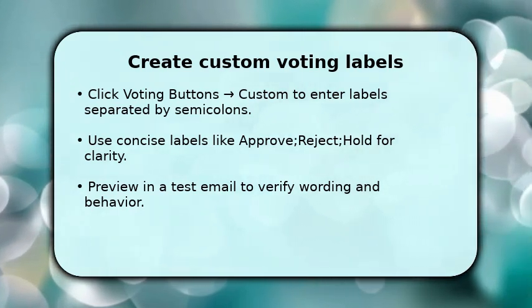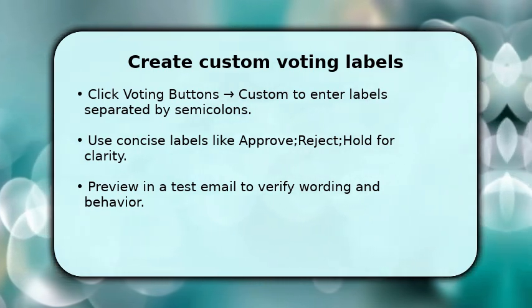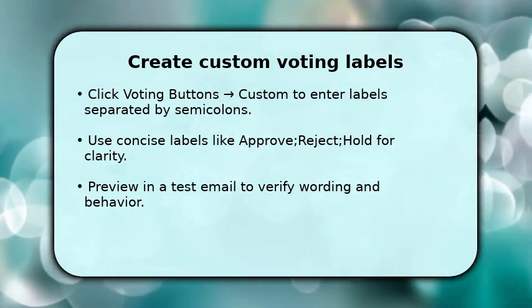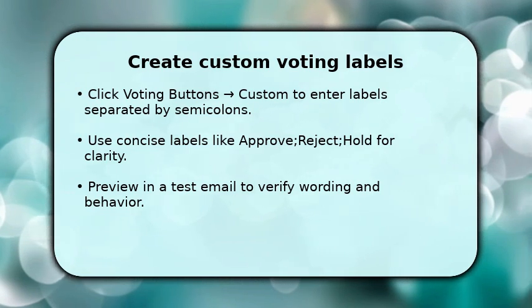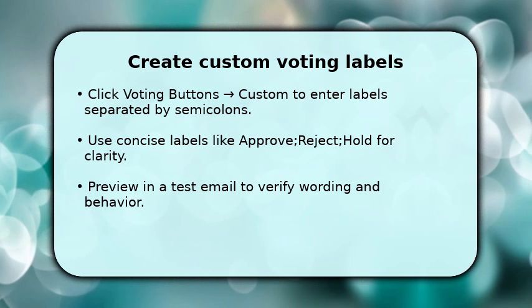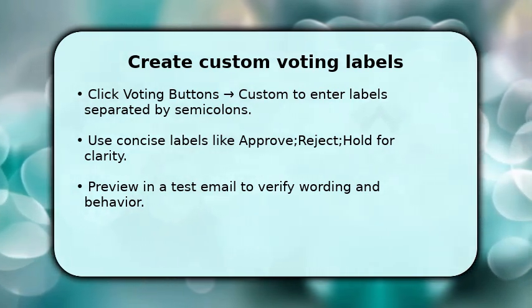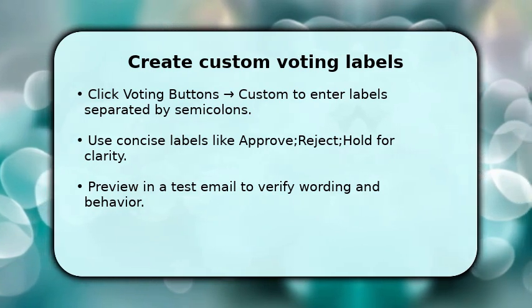Choose voting buttons, then custom, and enter each label separated by semicolons. Careful wording matters because recipients choose fast. Use short, actionable labels, approve, reject, hold, so responses aggregate cleanly. After entering labels, add any instructions in the message body explaining how to vote and how you'll act on results.